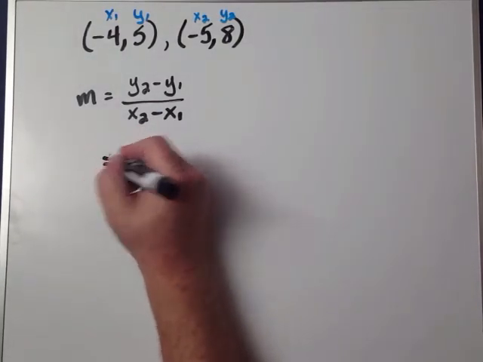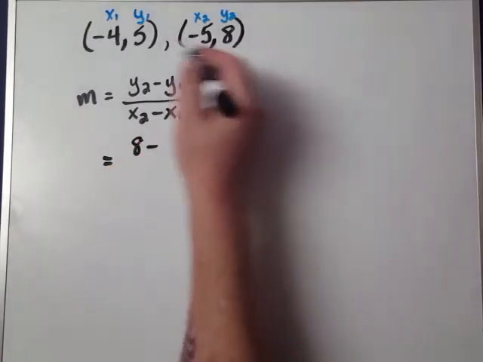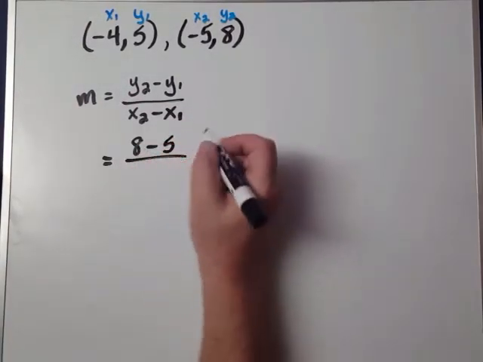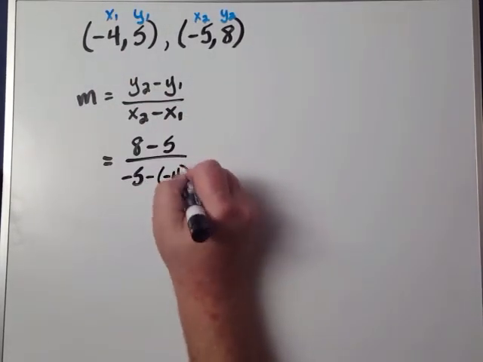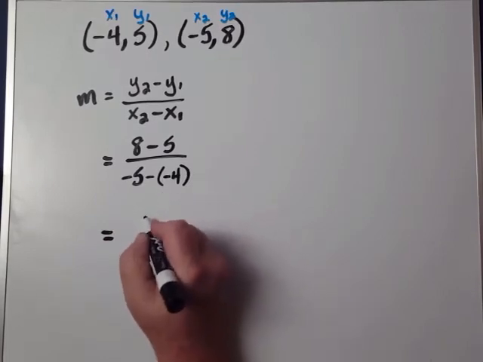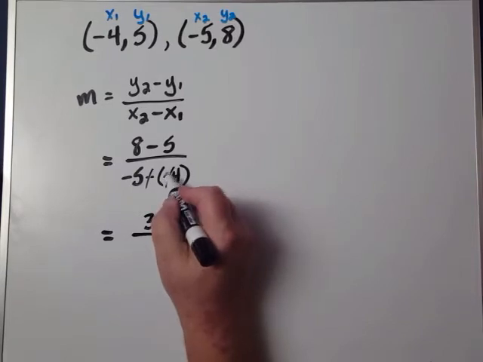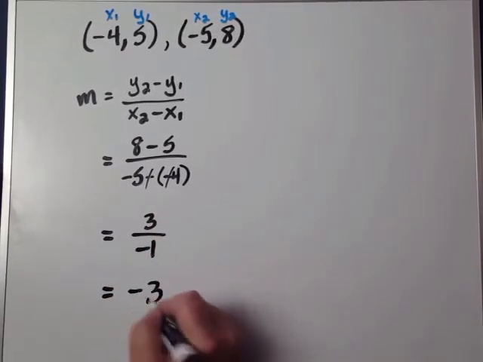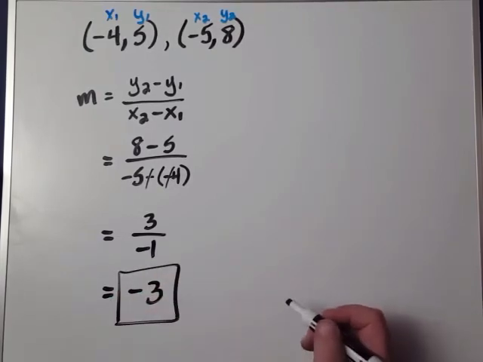So we can plug in. The way I have it labeled, we've got 8 minus 5 over -5 minus -4. That's going to give me a positive 3 over, make 2 marks, -1, or -3. So there's my slope. This time the slope's negative.